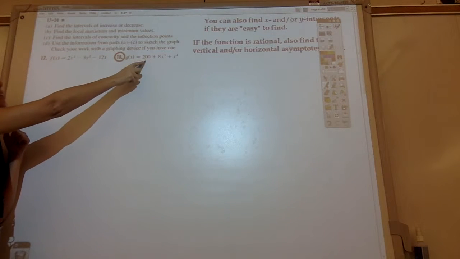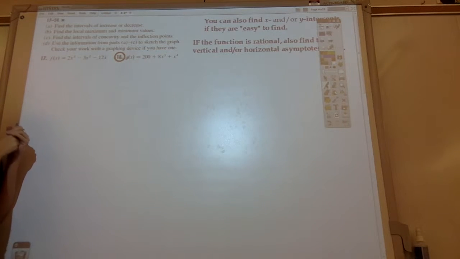All right, so here's the function we're going to do. 200 plus 8x cubed plus x to the fourth. Which, by the way, what is its y-intercept? 200, right. X and y intercepts are optional, okay? If they're easy to get, you might as well get them. That one was kind of an easy one.